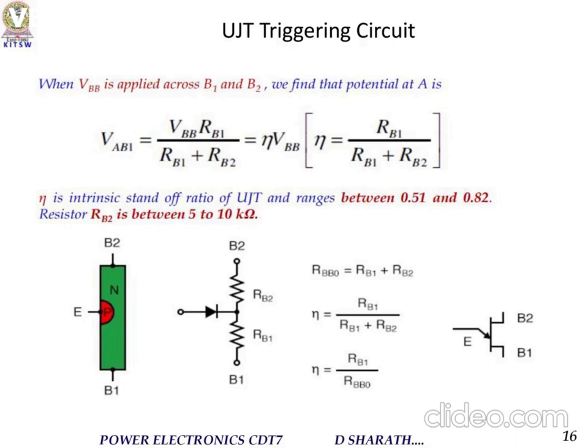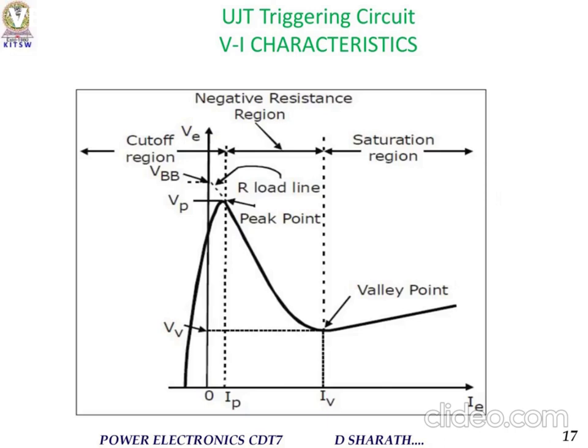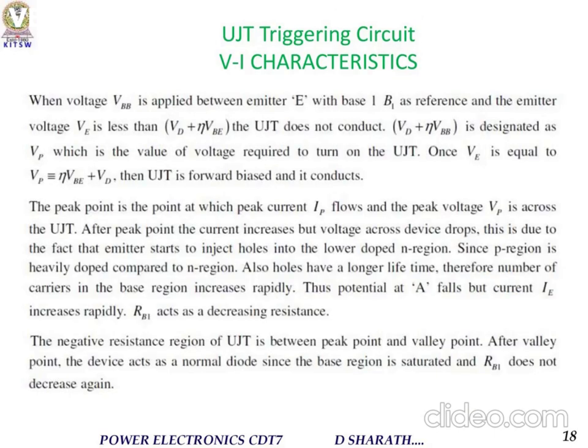So this is how the triggering will happen. This is the circuit, where eta equals RB1 by RBB. The UJT exhibits negative resistance properties, which is shown in this region. This is the peak point. From the peak point to the valley point, the UJT exhibits negative resistance properties. After that, there is a cutoff region, where it acts as an amplifier. In the saturation region, it acts as a closed switch.